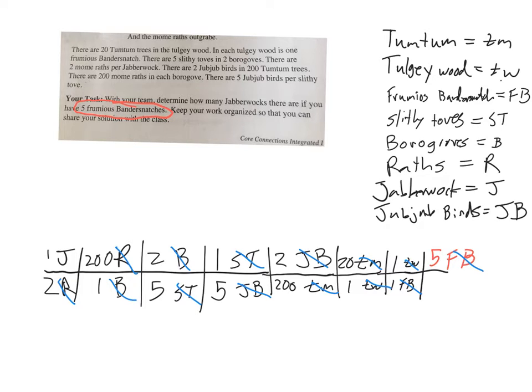All you have to do now is multiply all the numbers on top, multiply all the numbers on the bottom, and then divide the top by the bottom. That will be your answer in whatever unit you have left. J is the only unit we didn't cancel out, so that tells us how many Jabberwocks we have for 5 Frumious Bandersnatches. I'll let you do that part on your own. Multiply all the numbers on top, write it down, multiply all the numbers on the bottom, write it down, and then divide the product of the top by the product of the bottom. Have fun.